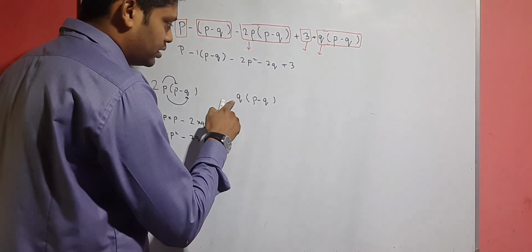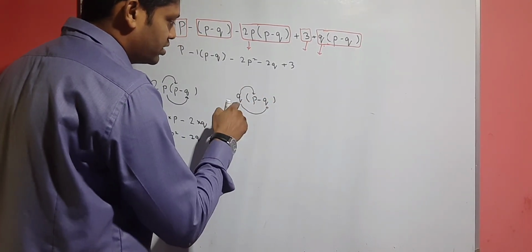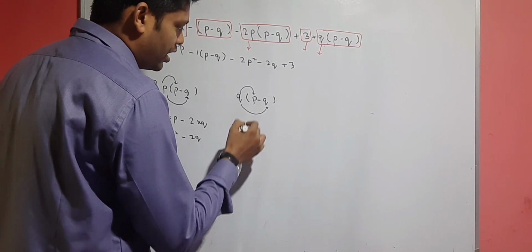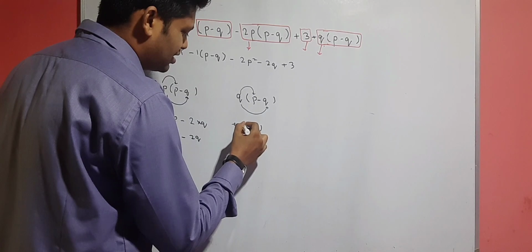Now again, nothing is having a sign, no sign. So this one into this one. What is the sign it is having, sir? Plus sign is having, and this is also having plus sign. Okay, plus q plus p, plus, there is no need to write anything.